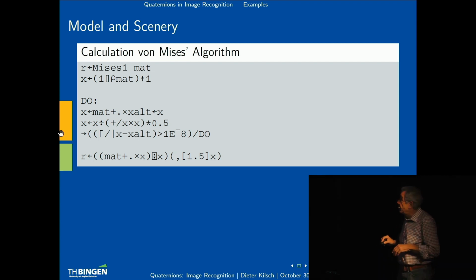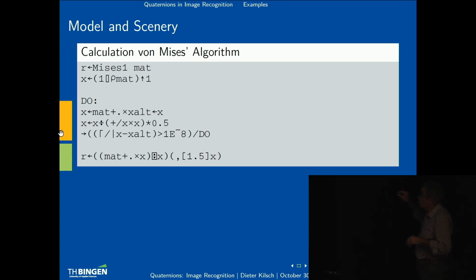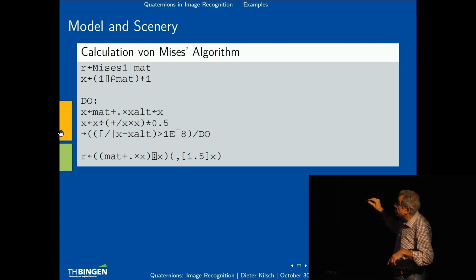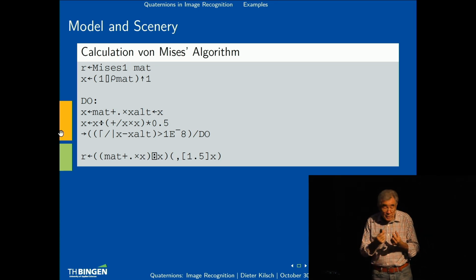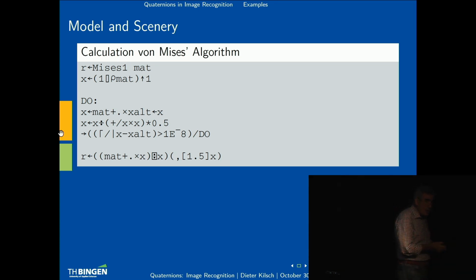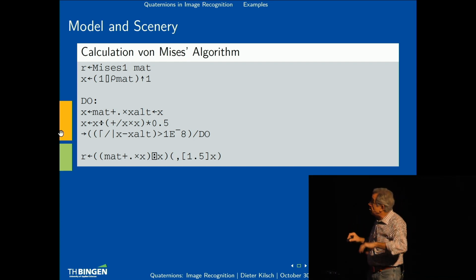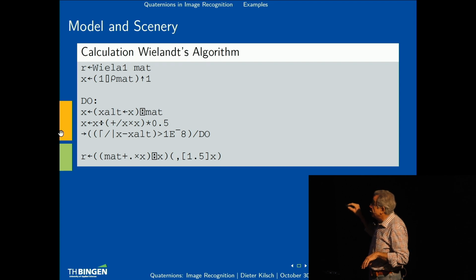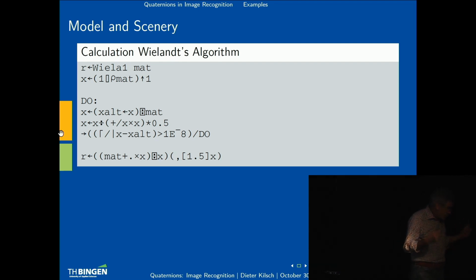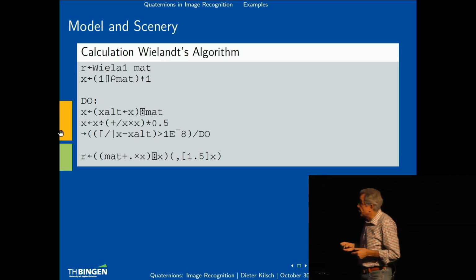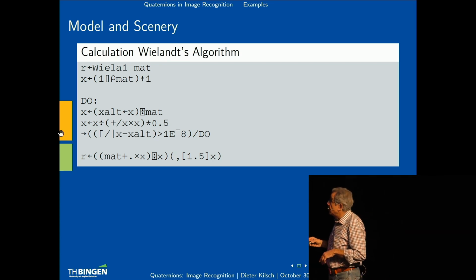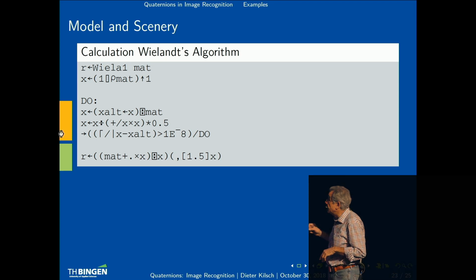To compare Mises' and Wielandt's algorithm, Mises' algorithm takes a vector and multiplies it with the matrix until there is no change in it, and then this vector is the eigenvector to the biggest eigenvalue, and you can calculate the eigenvalue. Now, going to Wielandt's algorithm is just replacing the matrix with its inverse. But you don't invert the matrix, you solve the set of equations all the time. So this makes it easier, quicker in calculation.